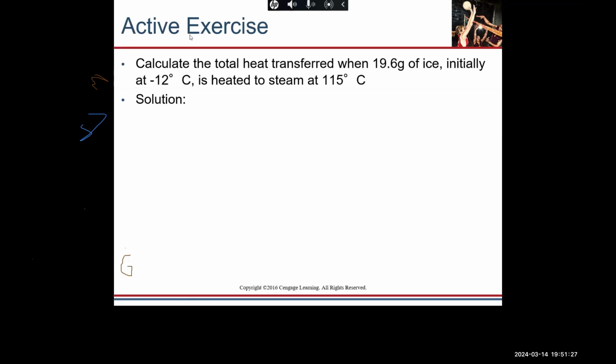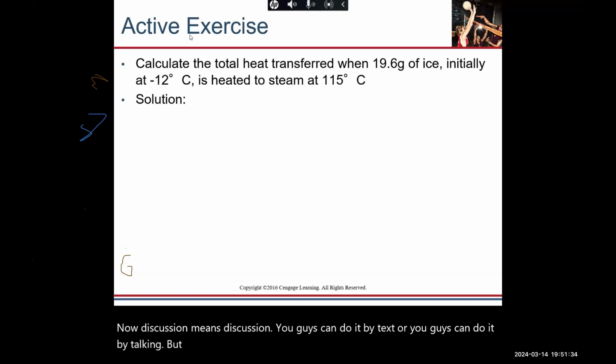Now, discussion means discussion. You can do it by text or you can do it by talking, but discussion means discussion.